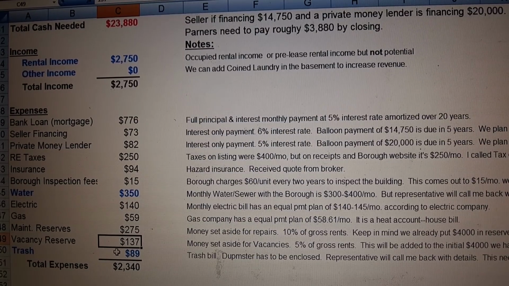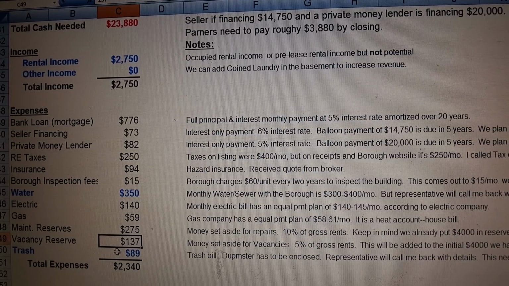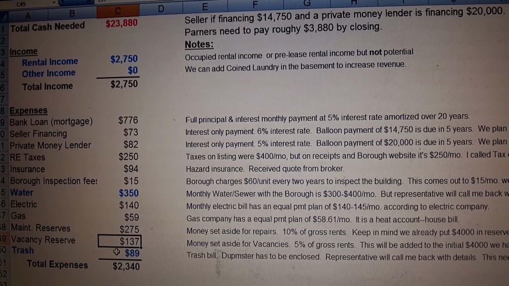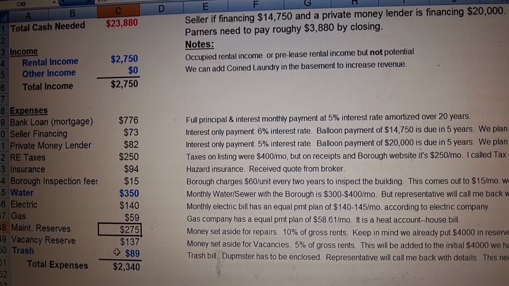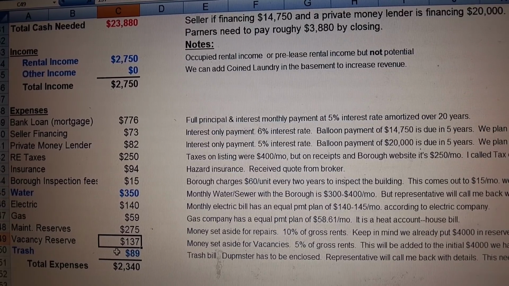This is a vacancy reserve. So I allocate about 5% of the gross rents to vacancies. So 5% of $2,750, which is the rental income every month, is $137. So every month, $275 for maintenance plus $137 for vacancies plus 15 bucks or whatever for the borough fees for inspections will be added to that $4,000 initial reserve. Okay, so we're really going to be building a pot there.